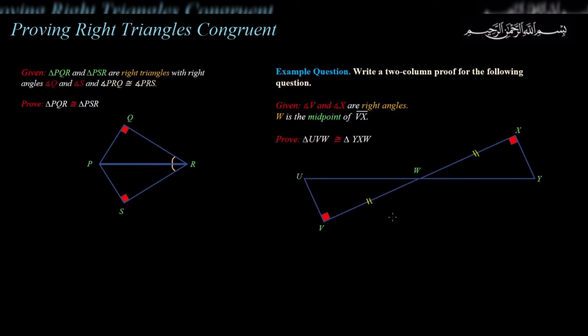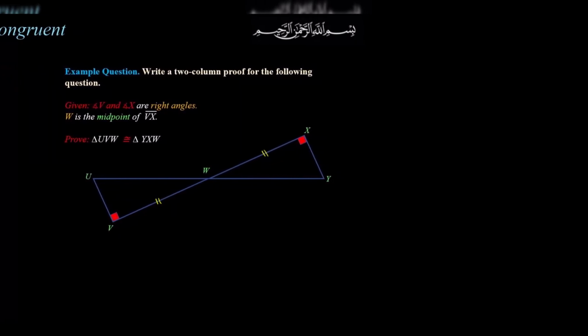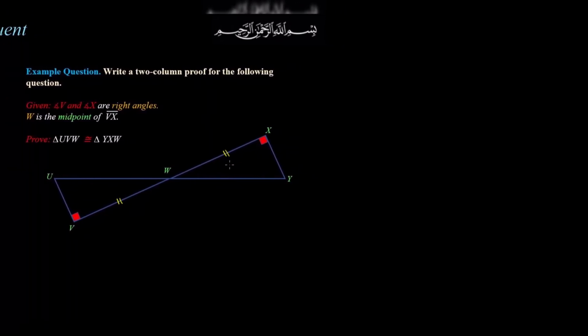Now we're asked to prove that triangle UVW is congruent to triangle YXW. So those two triangles, that's what we have to prove. Okay. All right. So I'm going to brave a 2-column proof over here, and so I'm going to draw out the 2 columns.